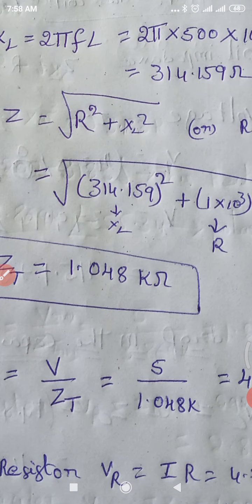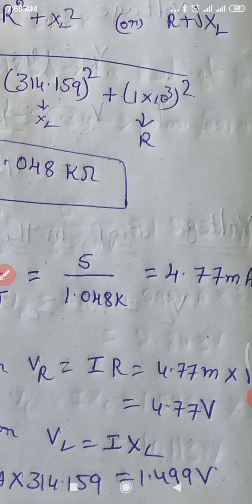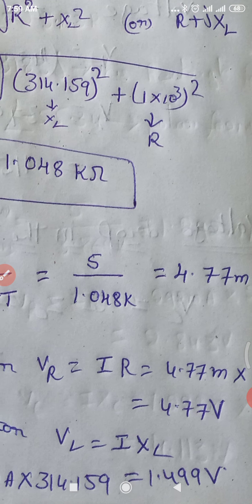So the same current flows through the inductor and the resistor also. Now let us see what is the voltage across the resistor and what is the voltage across the inductor.